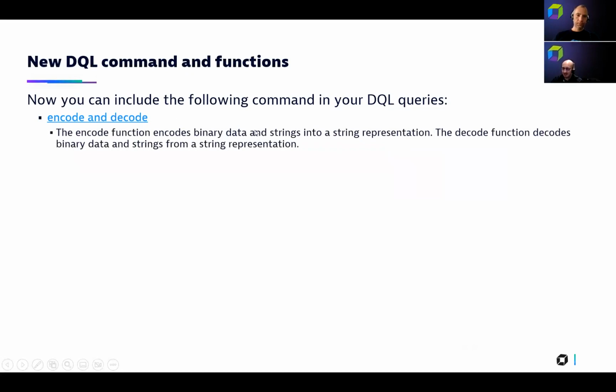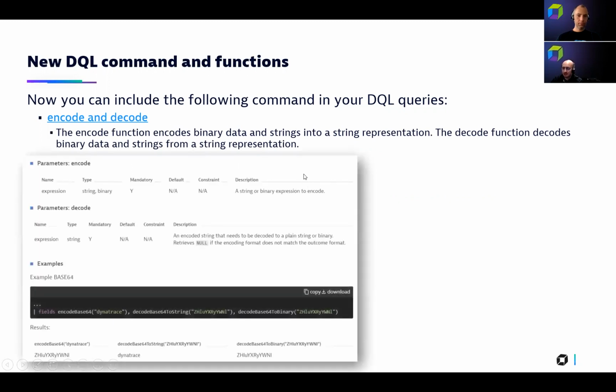So we have another command here, the encode and decode functions. In Grail, you can use these functions if you would like to encode binary data and strings into a string representation. This is an example, and you can find the query in the documentation by clicking this link again. And this is the simple result where we use these encode and decode functions. I think this also explains itself in the documentation. So therefore, I will continue with the next updates.